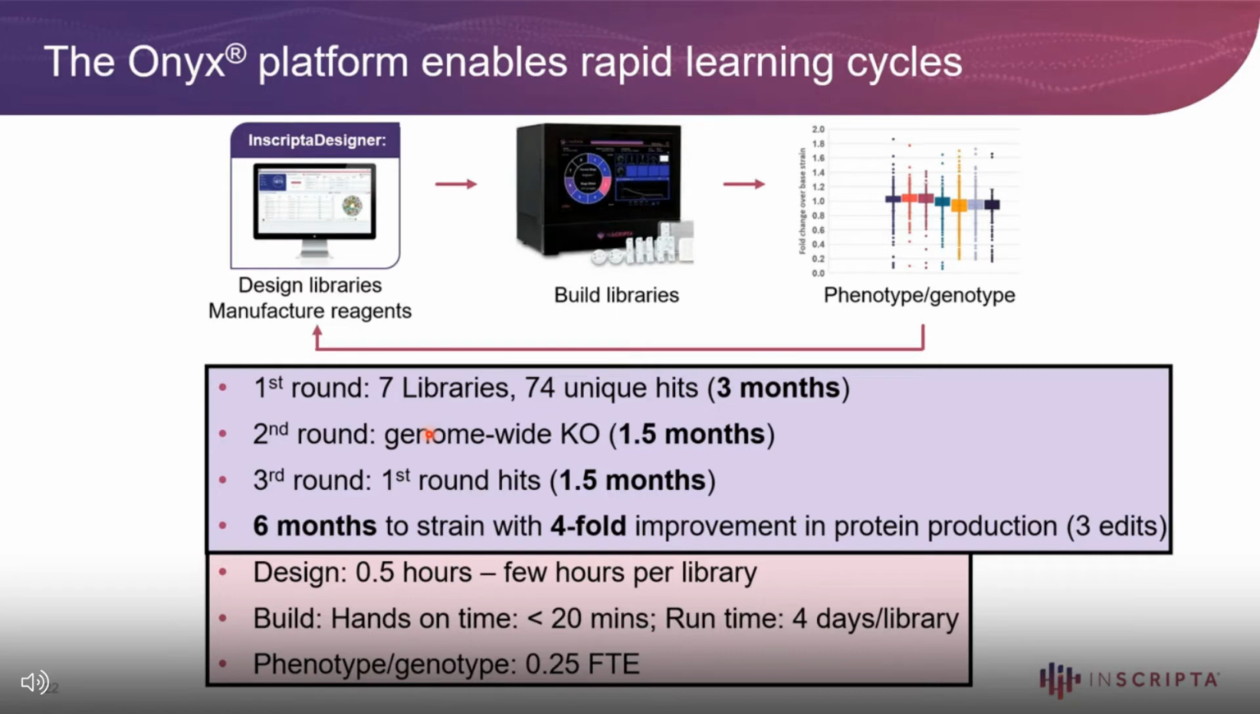As far as build, the hands-on time is really less than 20 minutes to start a run, and the run time, in this particular case, is 4 days per library for SynPK. And the phenotyping and genotyping, which is really the most labor-intensive part, was about 0.25 FTEs in order to go through that part of the workflow. So overall, you're able to develop a strain with significantly improved production and phenotype in a short period of time, using a really minimal amount of resources. You really don't need an army of scientists to do this type of project.